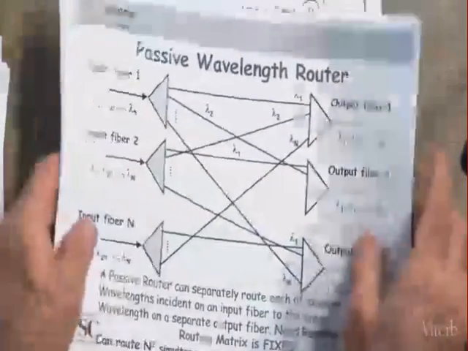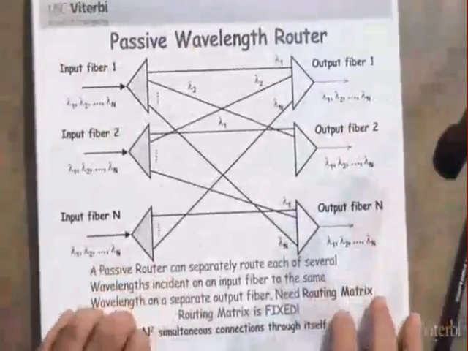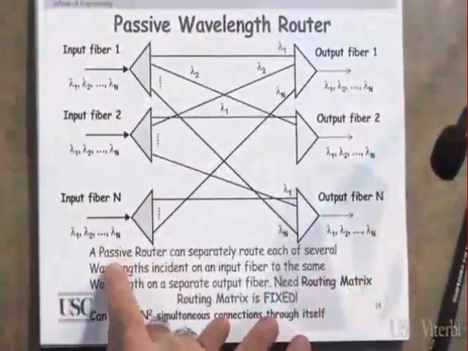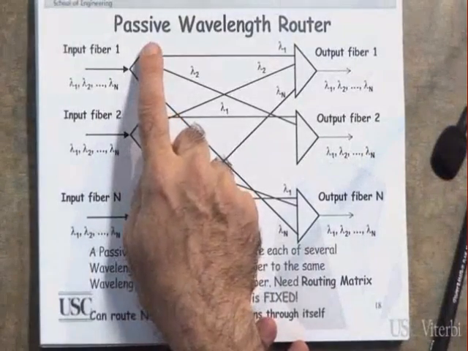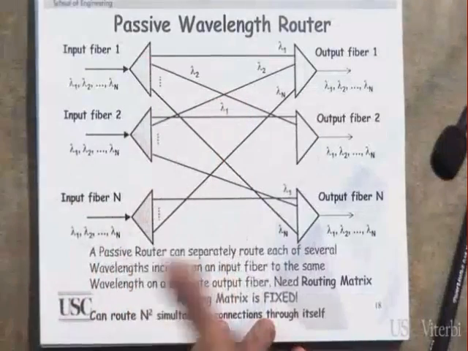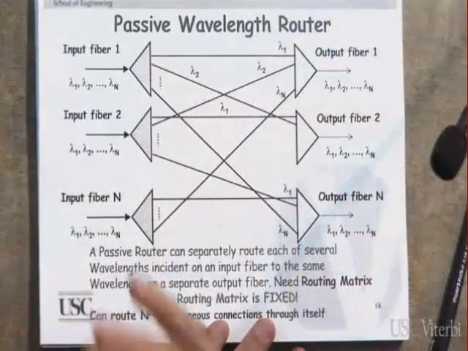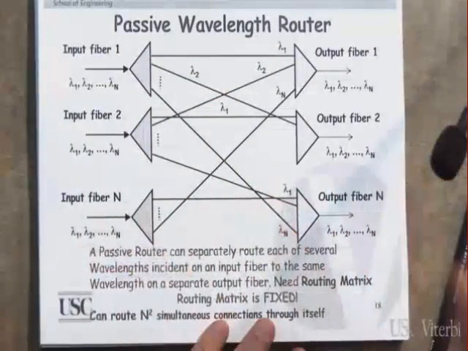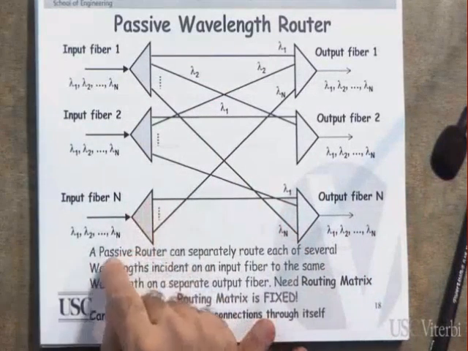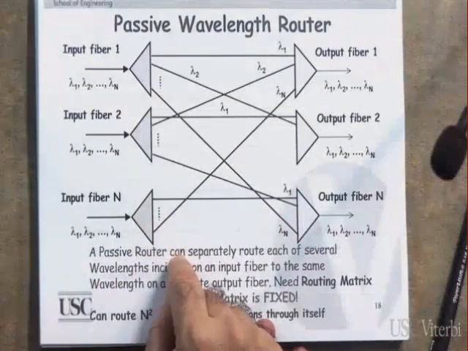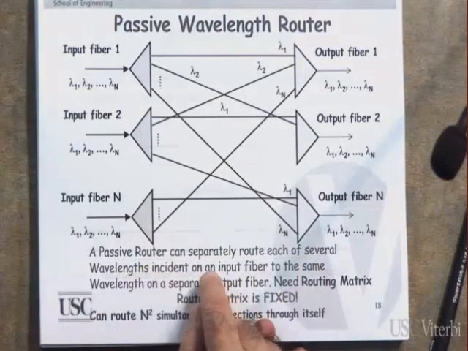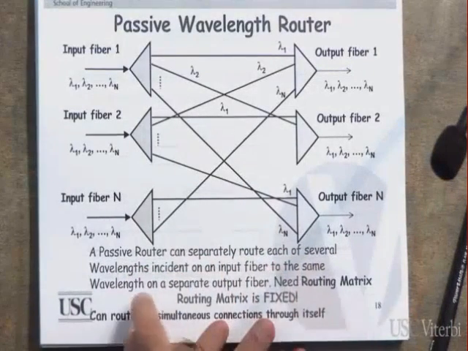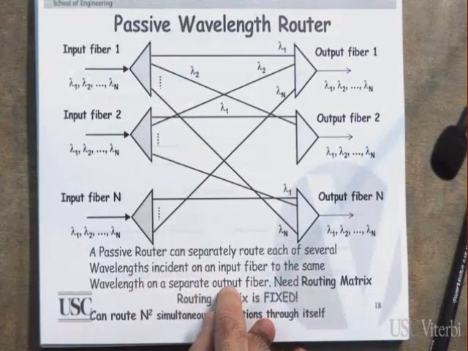Now, a passive wavelength router. Let's understand what this is all about. When we talk about passive, what does it mean? There is no transformation to the electrical domain. Everything is done in the optical domain. What is a passive router? A passive router can separately route each of several wavelengths incident on a single input fiber to the same wavelength on a separate output fiber.